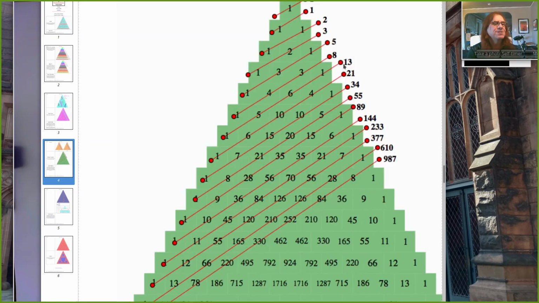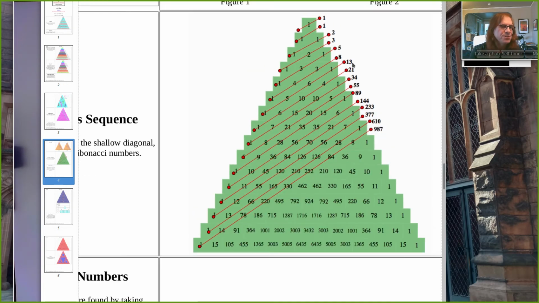Fibonacci is basically a sequence where each number is the sum of the two previous terms in the sequence. So 2 plus 3 is 5, 3 plus 5 is 8, 5 plus 8 is 13. So those are sitting in this triangle.